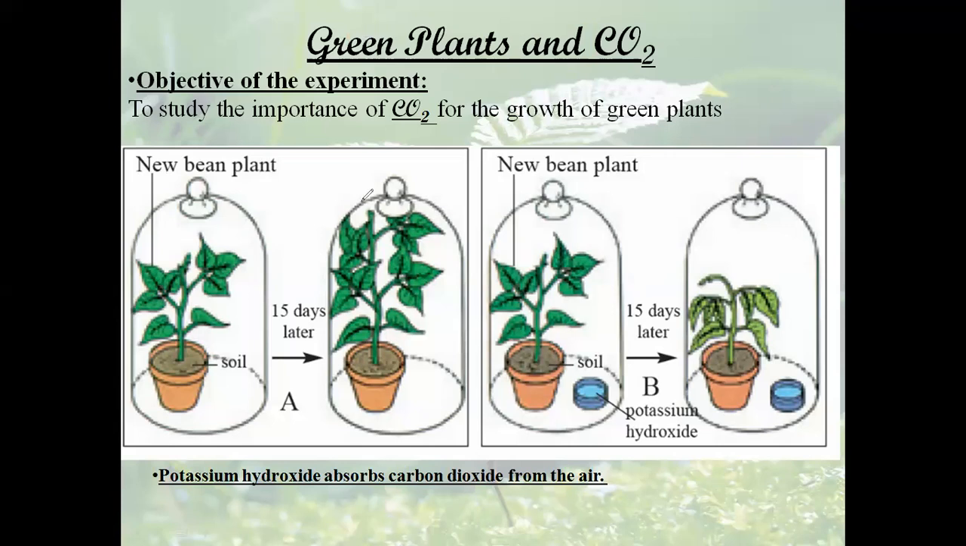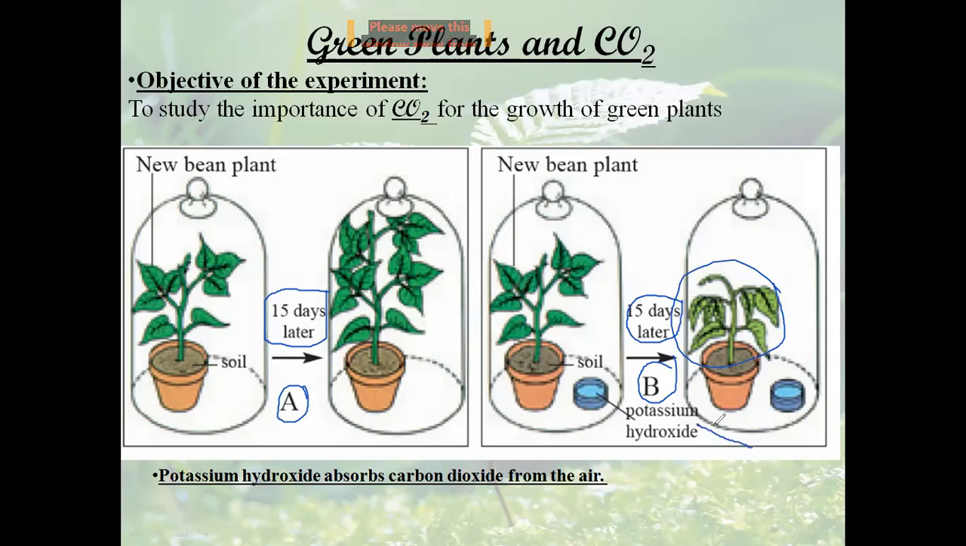So let's move to this experiment. So we have two plants, plant A and plant B. Plant A is placed in a glass jar that allows the light to pass through it after 15 days. So the duration is 15 days. The plant grows tall and green in color and grows normally. While in plant B, the plant grows abnormally and it has short appearance and the leaves become yellow in color after 15 days. So what is the difference?